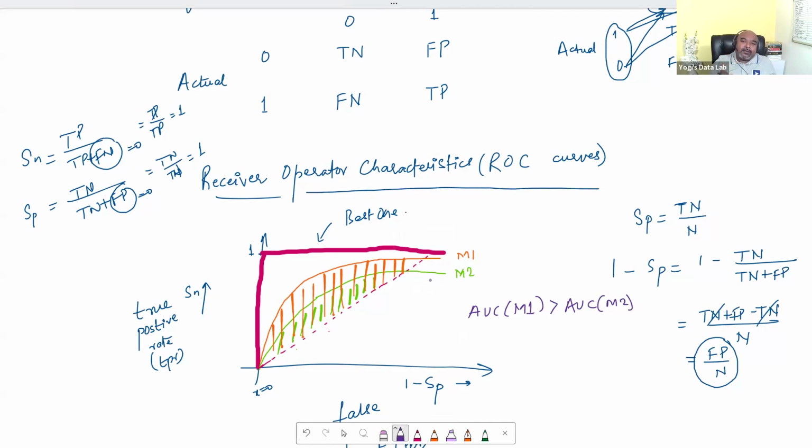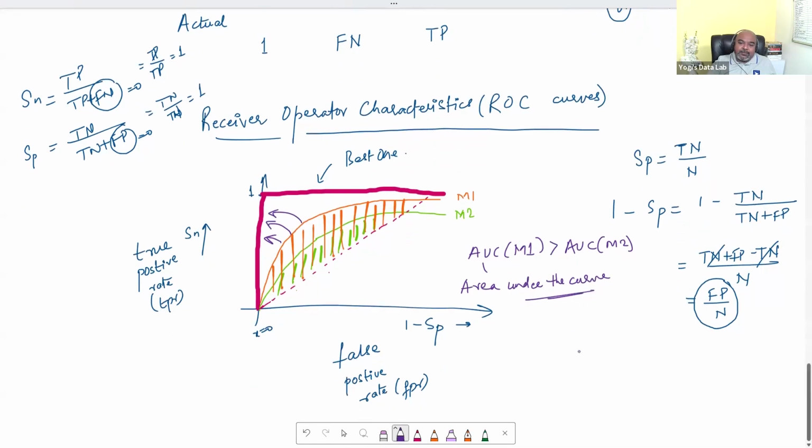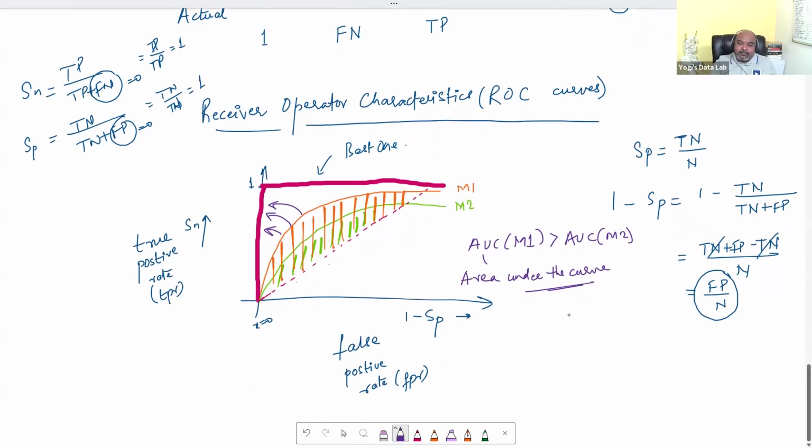Or the other way to think of it is, model M1 is closer towards the true positive axis and hence model M1 is a better model. So AUC is area under the curve. In the industry, when we are working on this, we generally prefer to have an area under the curve greater than 70%. This is what we try to achieve. So this is all about your ROC curve.